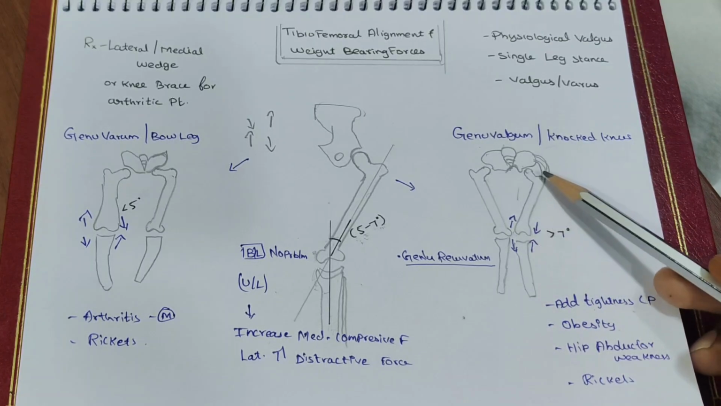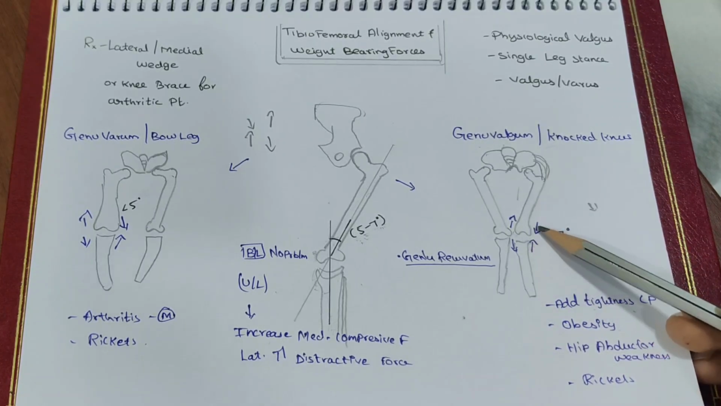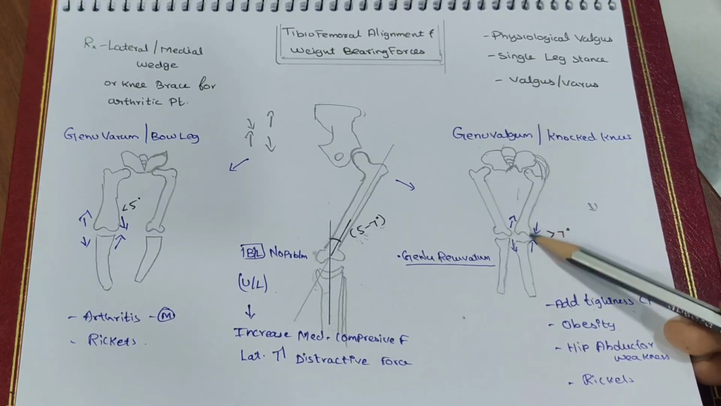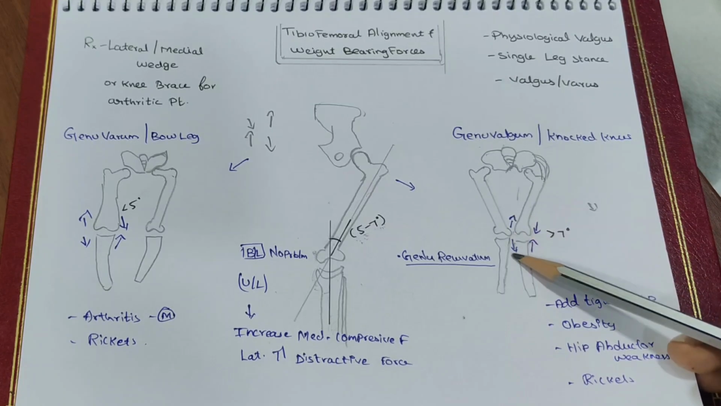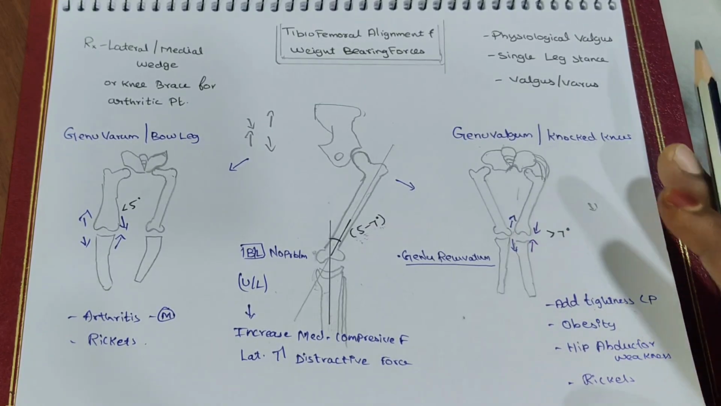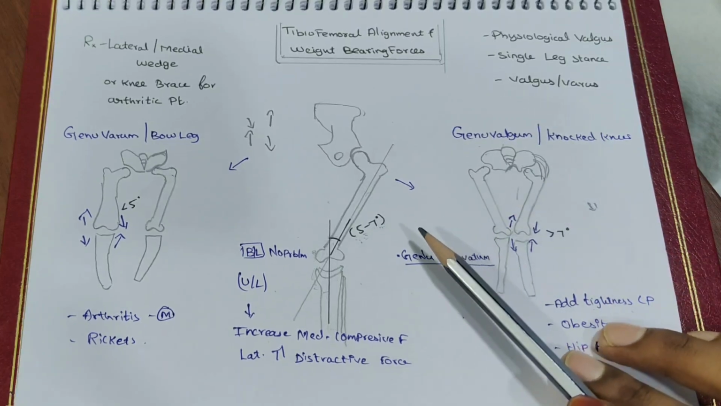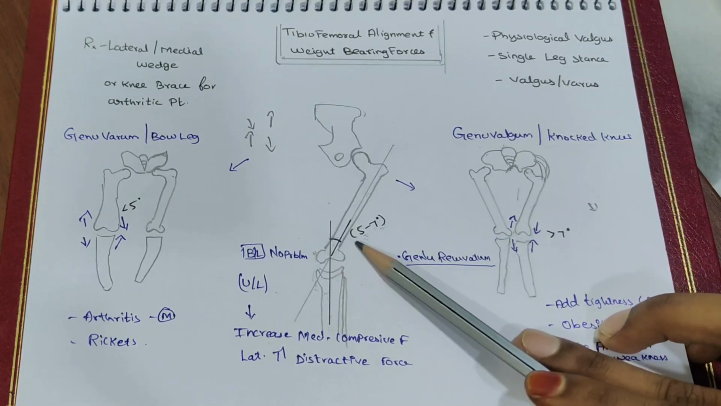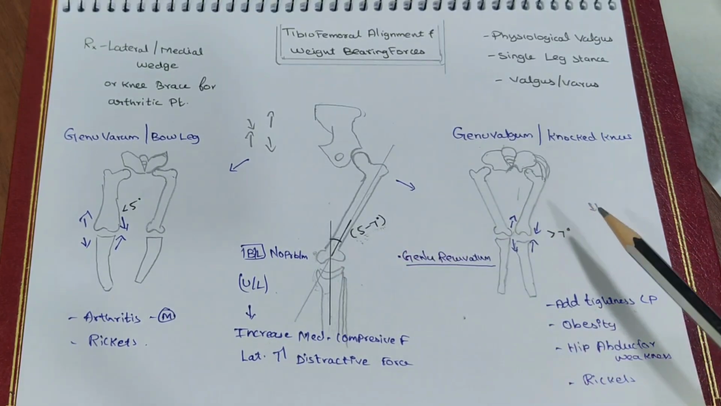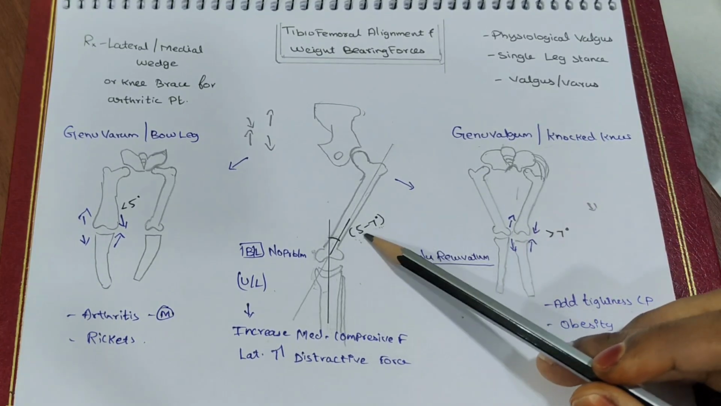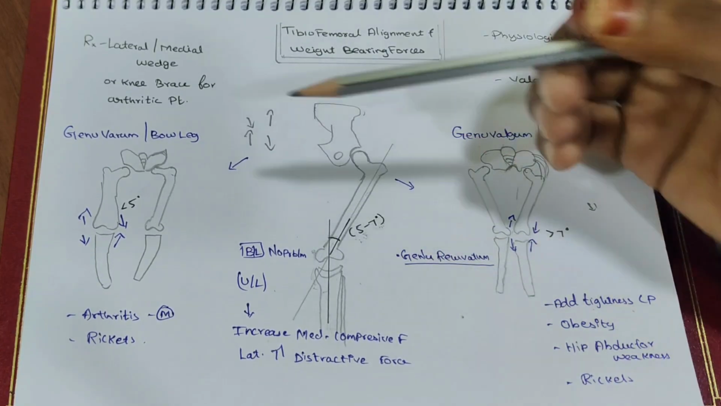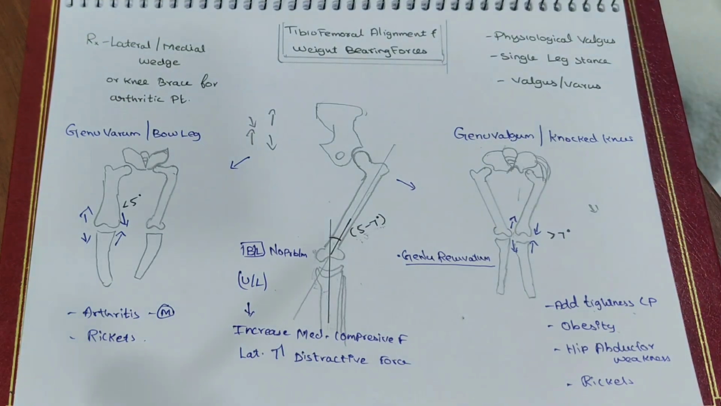So what happens if the femur is getting adducted? Compressive force on the lateral side, distractive force on the medial side. It will happen in genu valgum and varum. If the angle is greater than 7 degrees, it's known as genu valgum and knocked knees. If less than 5 degrees, the condition is known as genu varum, also known as bow leg.